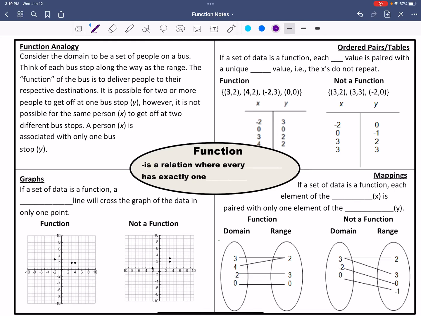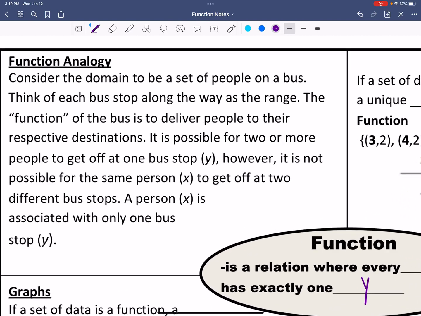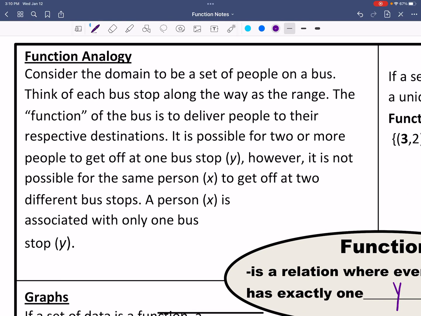So a function is a relation where every x has exactly one y. So we're going to go ahead and look at our function analogy first. For our function analogy, it says consider the domain. Now, a domain means this is our x value. So consider the domain to be a set of people on a bus.